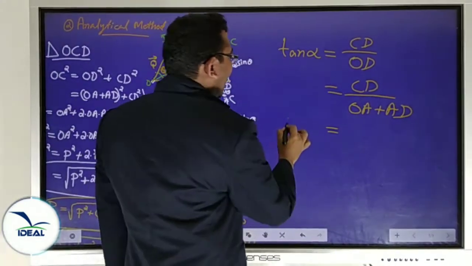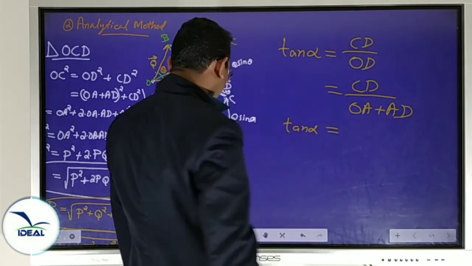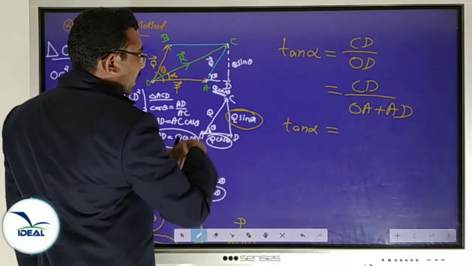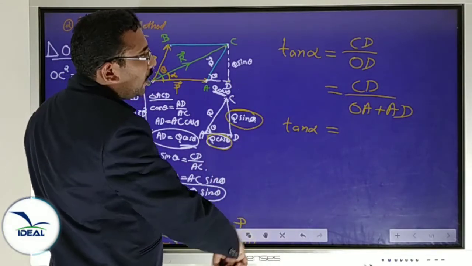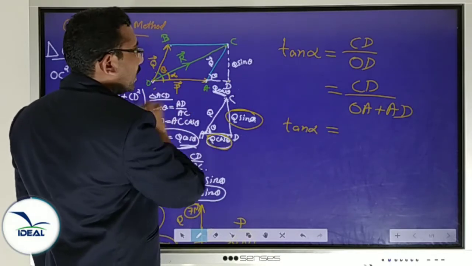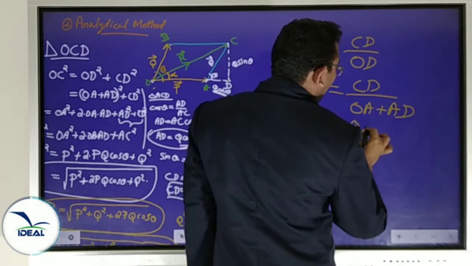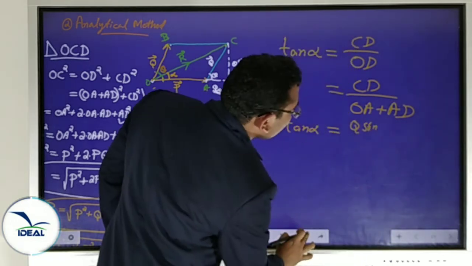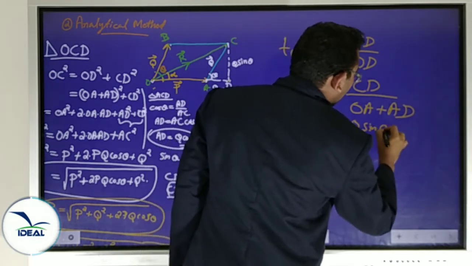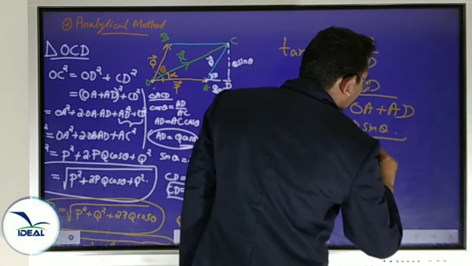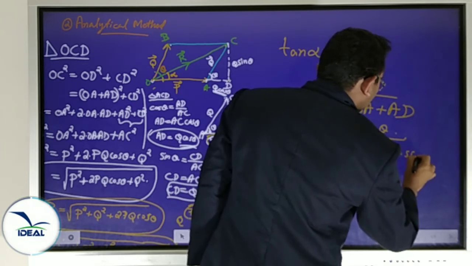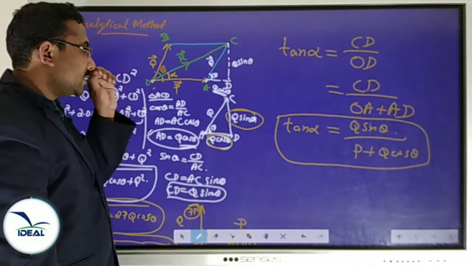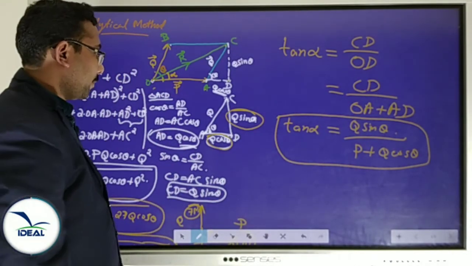Put the values. Tan alpha equal to, what is CD? CD is Q sin theta. What is AD? Q cos theta. What is OA? OA is P. So CD equal to Q sin theta, divided by OA, which is P, plus AD, which is Q cos theta. That is tan alpha equal to Q sin theta by P plus Q cos theta. This is the direction of the resultant.